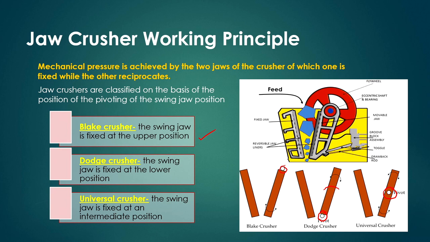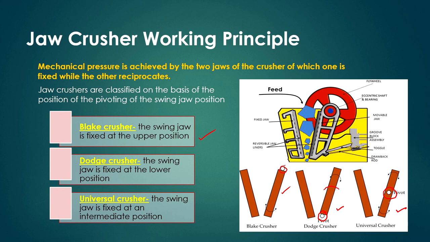So, this swing jaw is fixed at an intermediate position. There are three classes of this jaw crusher. One is called blake crusher, where the swing jaw is fixed at the upper position like this. In the Dodge crusher, the swing jaw is fixed at the lower position, and the universal crusher is designed in such a way that the swing jaw will be fixed at an intermediate position like this.